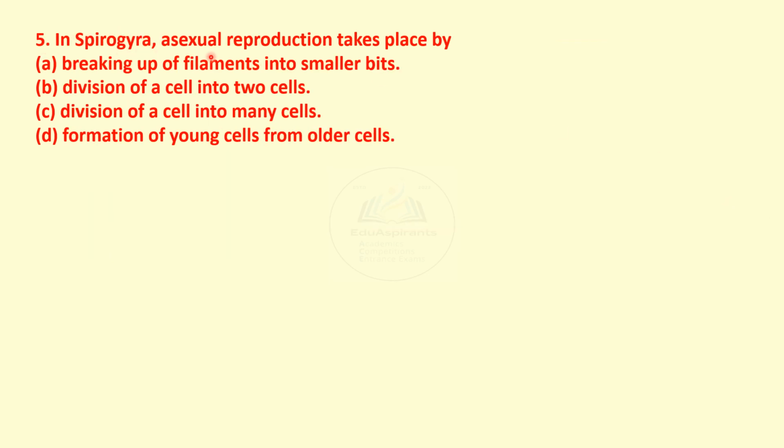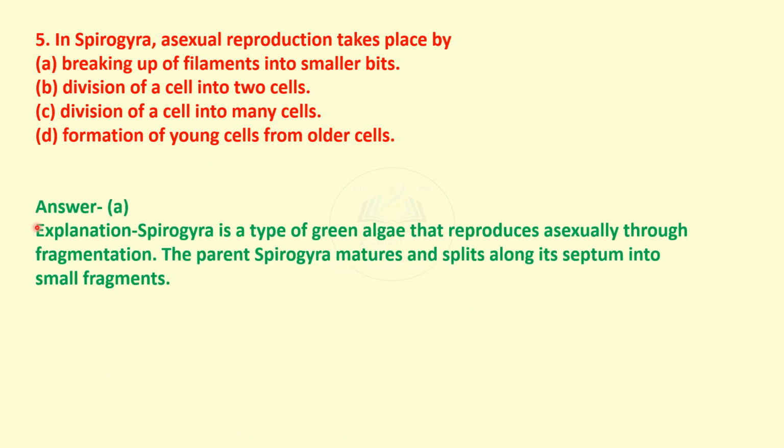5. In spirogyra, asexual reproduction takes place by breaking of filaments into smaller bits, division of a cell into two cells, division of a cell into many cells, or formation of young cells from older cells. Let us see the answer. It is A. Spirogyra is a type of green algae that reproduces asexually through fragmentation. The parent spirogyra matures and splits along its septum into small fragments.